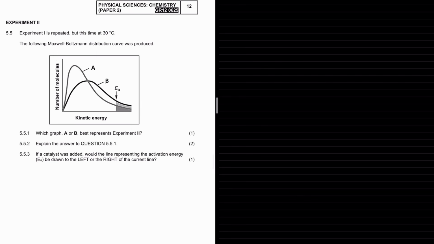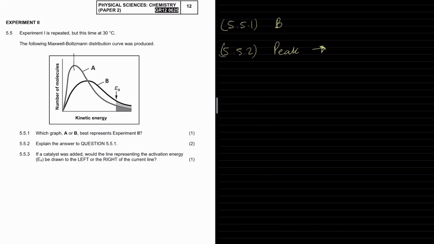Now experiment 2. Experiment 1 is repeated, but this time at 30 degrees Celsius, so at a higher temperature. The following Maxwell Boltzmann distribution curve was produced. Which graph, A or B, represents experiment 2? So experiment 2 is going to be B. And why is it B? That's because of two reasons. The peak shifted to the right.